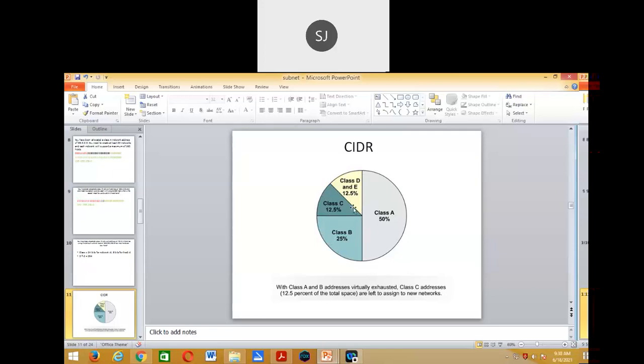Then in the remaining 25%, so sorry, 12.5% are used for class C and 12.5% are used for class D and E. Okay, so this is how it is.